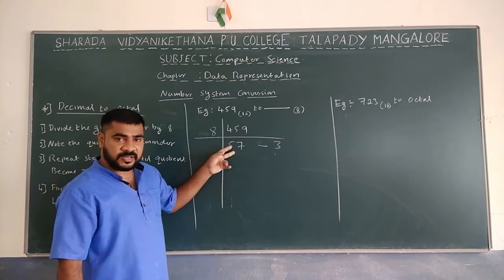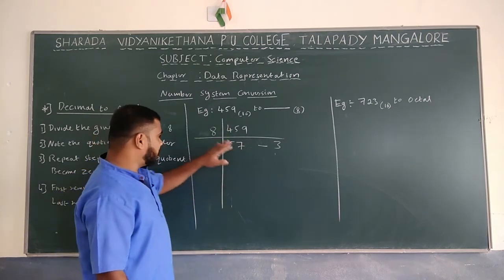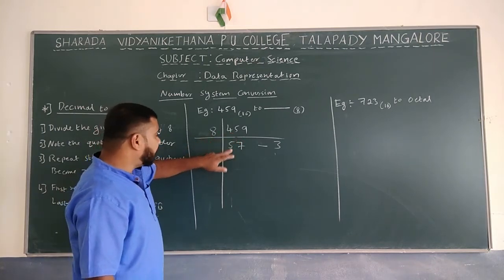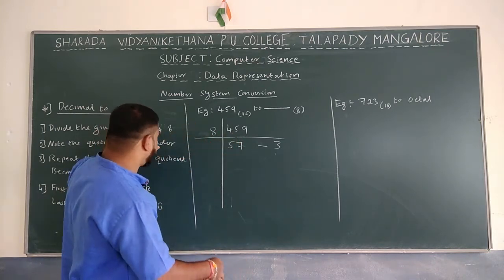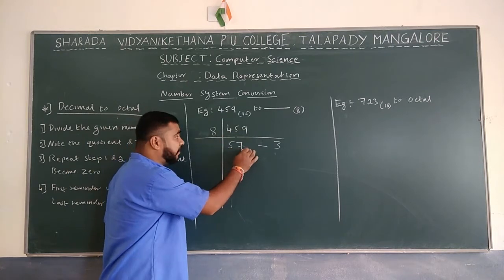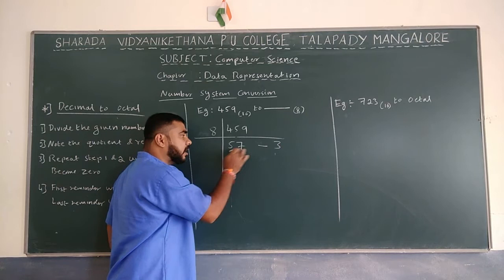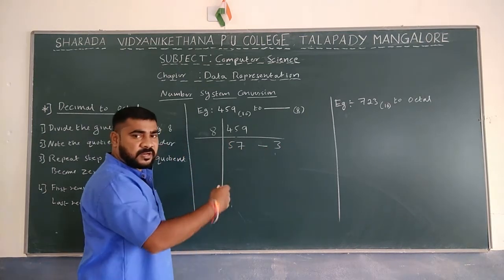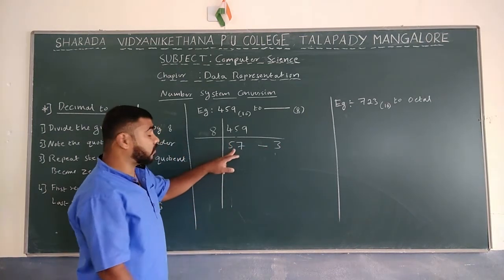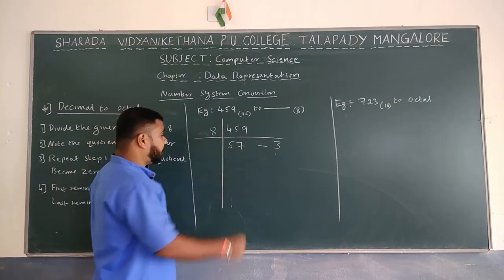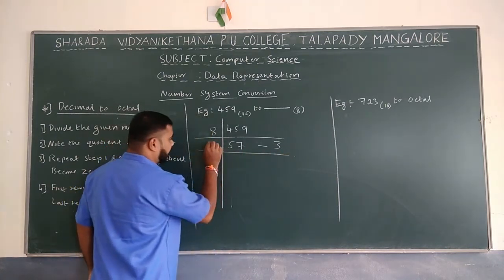Then once again take the 57. So the first step is over. The first step is to take the number and divide by 8. We will get the quotient and remainder. The next step is to repeat the step until the quotient becomes 0. So repeat once again and divide by 8.